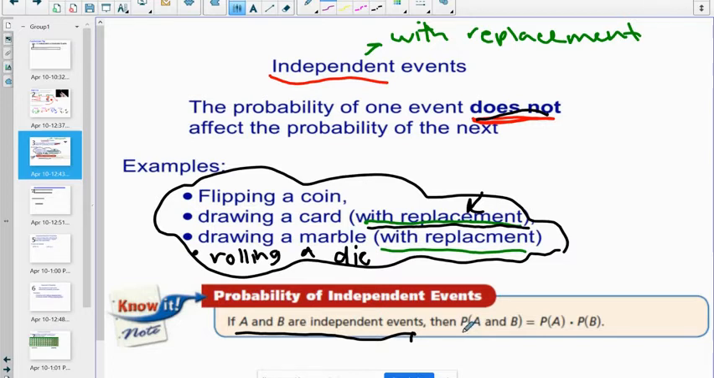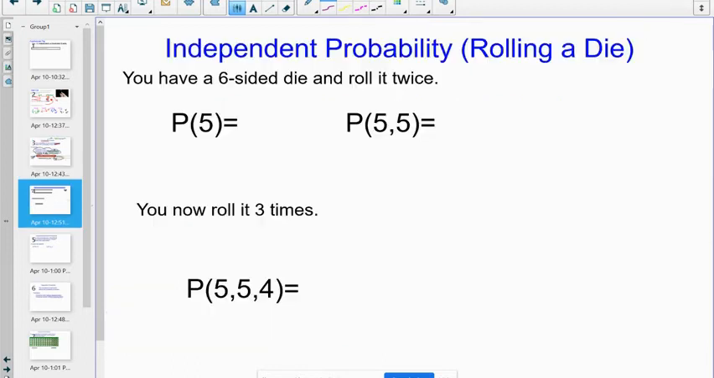So probability of A and B, or you could see this sign here, remember this stands for and, is probability of A times the probability of B. So this is what you do. You're going to want to make sure you have this written down as well. Now we're going to do some practice with it.